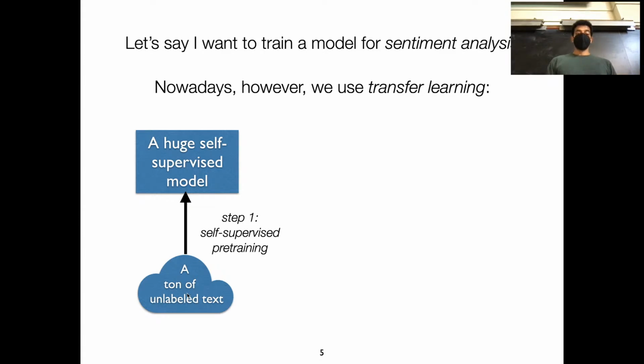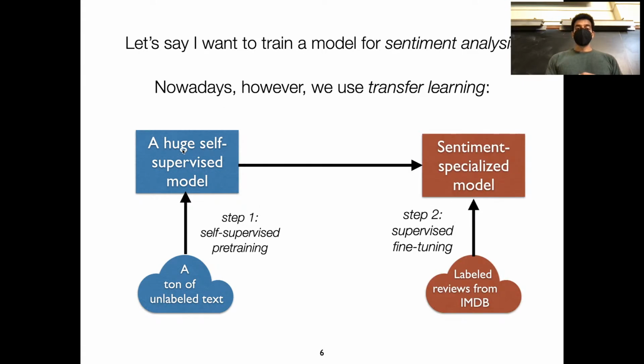So I get a huge amount of unlabeled text, and I train a massive self-supervised model. In this class, we'll be focusing mainly on language models and masked language models for this step. And so I get a model that becomes very good at predicting the next word, right? And like we talked about last time, this model has learned a lot of properties about language, just through this process, as we'll see later on in this class. So I can take this model and then, using my small amount of labeled reviews in this case, I can fine-tune this model to specialize it to solve this sentiment analysis task.